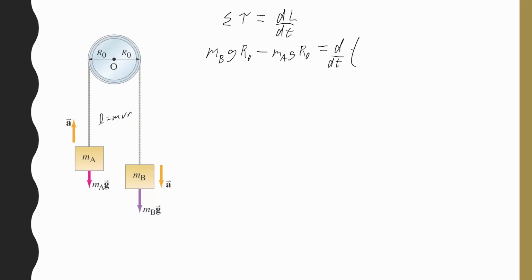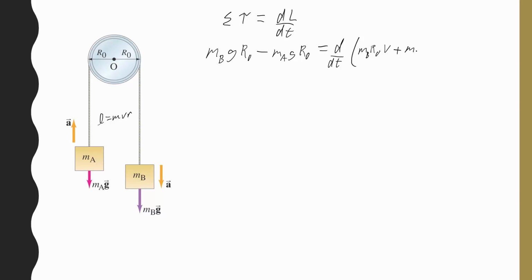So here we're going to use mvr for this guy. I'm actually going to write it as mrv for a reason you'll see in a second. So that's for box B. And we're actually going to add the angular momentum for box A because both of these would tend to make this disk rotate in the same direction. So they actually have angular momentum in the same direction.